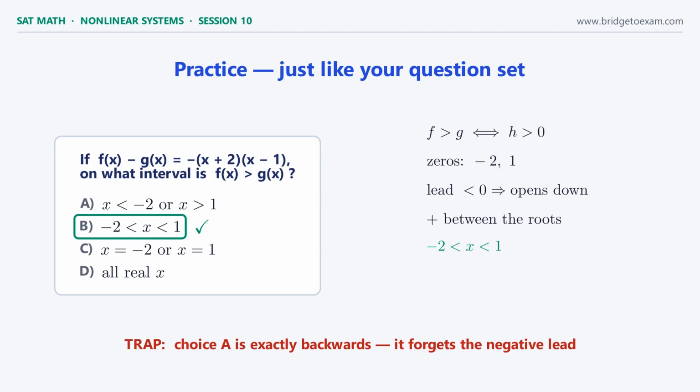That's B. And look at choice A, x less than negative 2 or x greater than 1. That's the answer you'd get if you forgot the negative leading factor and assumed the parabola opened upward. It is precisely backwards. The test writer put it there on purpose.